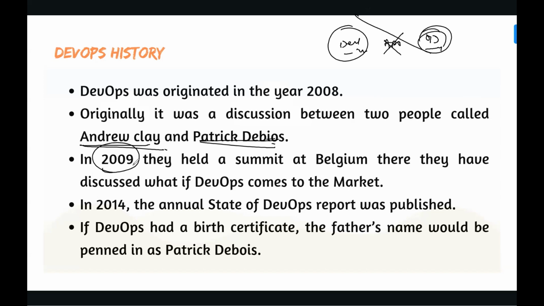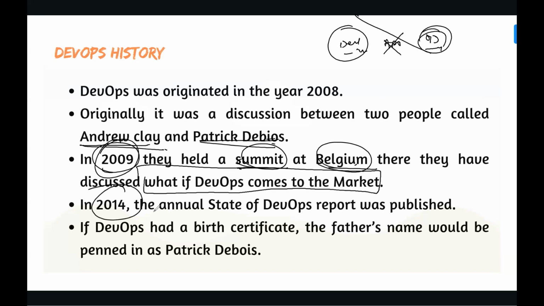So in the year 2009, they held a summit in Belgium. What was the summit about? What if DevOps comes into the market? That was the summit that happened in the year 2009 in Belgium. After this summit, DevOps was introduced. Then in the year 2014, the annual State of DevOps report was published.